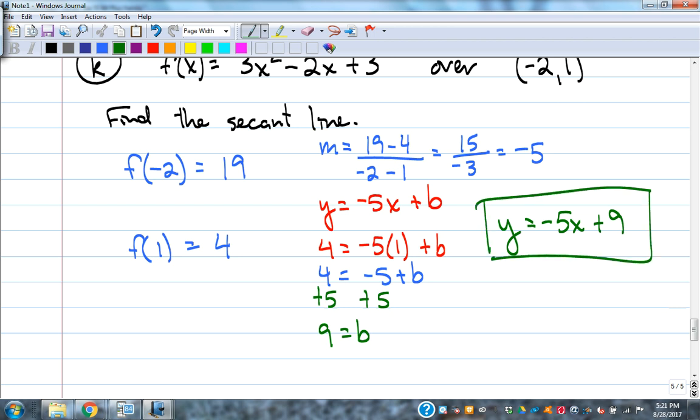If I were to graph that original equation and then this secant line, I would see it intersecting the graph of the f of x at those ordered pairs, -2, 19, and 1, 4. They would cross those, okay? So that's secant lines. Getting the equation of the secant lines. Got to find slope. That's the average rate of change. Remember, those are the same things. Slope and average rate of change.